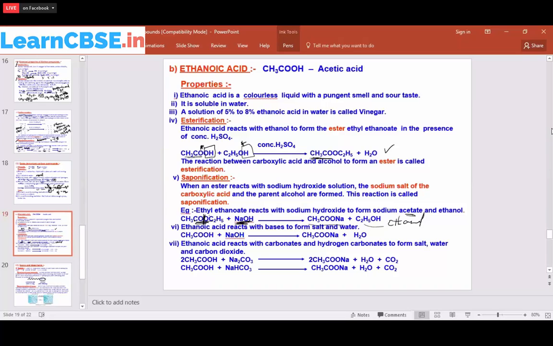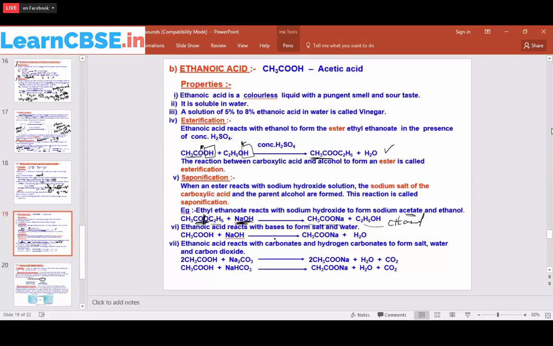Again I'm saying, in CH3COOC2H5 the bond will break between the two oxygen atoms. The ONa will be attached with this CO group and it forms the sodium salt of the carboxylic acid, and the ethanol will be forming. The alcohol is the other product.